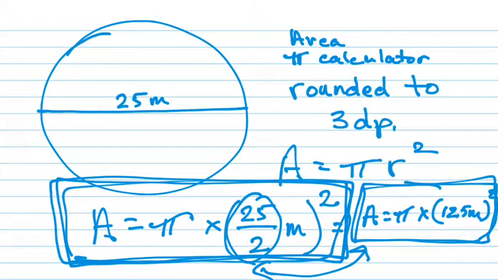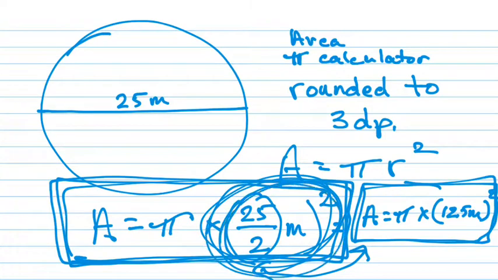Do you have to write this as being squared? No, you could write it as 12.5 meters times another 12.5 meters. That format is fine, but it makes you write more, but it's okay.